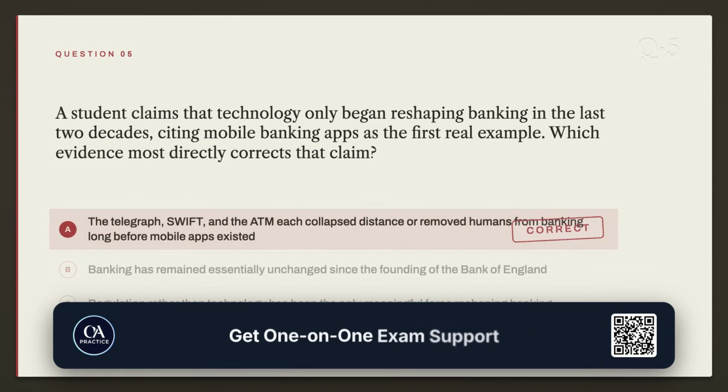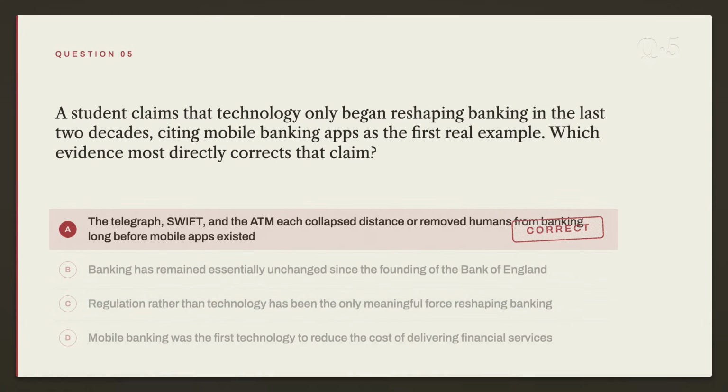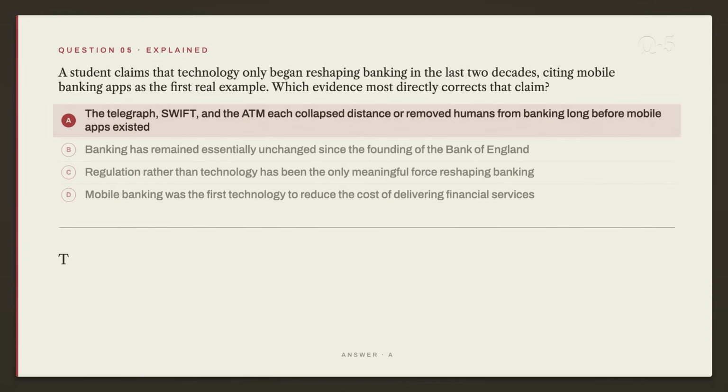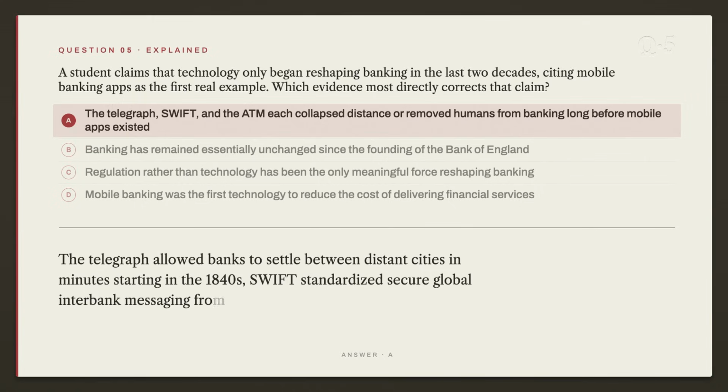The correct answer is A. The telegraph, SWIFT, and the ATM each collapsed distance or removed humans from banking long before mobile apps existed. A is correct because the telegraph allowed banks to settle between distant cities in minutes starting in the 1840s. SWIFT standardized secure global interbank messaging from 1973. And ATMs pulled the human teller out of routine transactions through the 1970s and 1980s. Each wave redrew what banking could do and how far it could reach. Fintech continues a long pattern of technology-driven change rather than starting one.